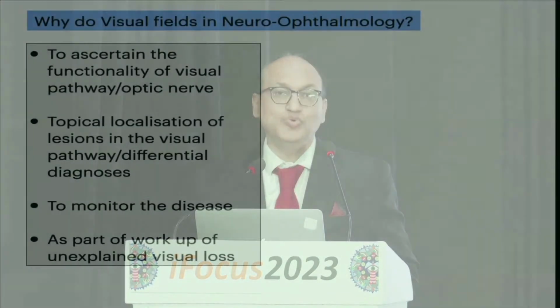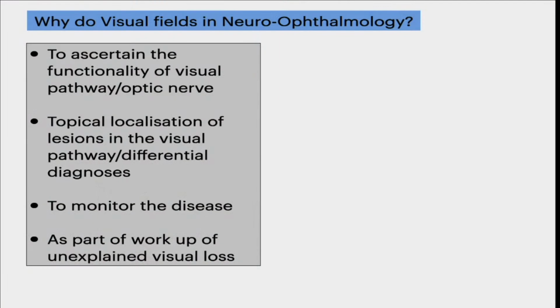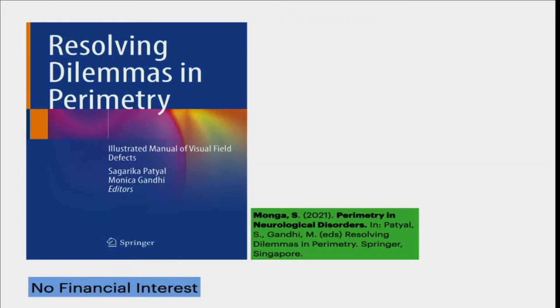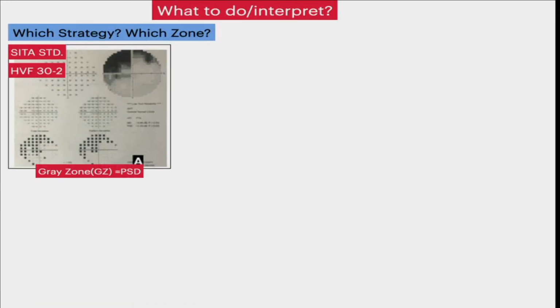So why do we exactly need to do that? Basically, visual fields is an important part which helps us to assess the functionality of the visual pathway. And it is one system where we can actually topically localize the lesion. Apart from the other investigative devices, it's a very important clinical tool to help you make a diagnosis where exactly the problem could be. And obviously, you can monitor the disease, and it's an important part of unexplained visual loss workup. Some of my examples are from this chapter which I wrote for this book. You can actually just search it up.